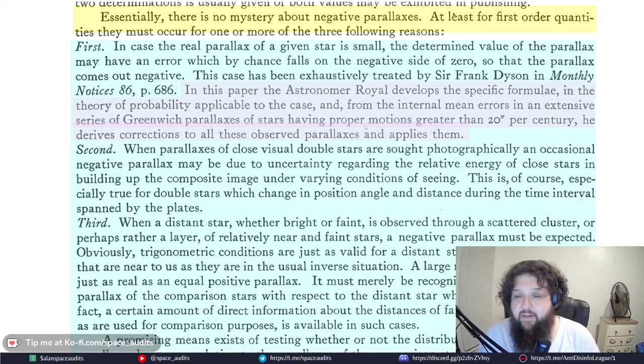So for a formula that he used to correct something that was giving a greater precession of more than 20 arc seconds per century, they uniformly apply this to all parallax observations now. So if you get a negative parallax observation, you can apply his formula to wrap it up as a statistical anomaly and count it up as a positive.